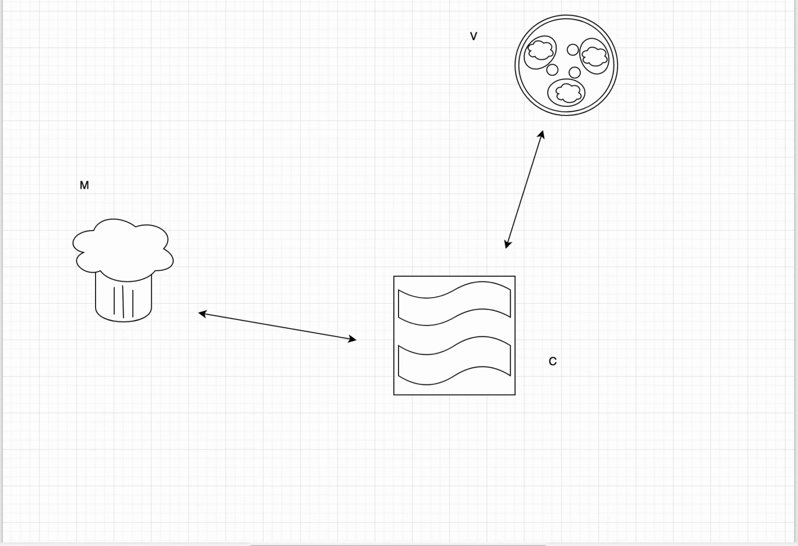So that is MVC as far as the restaurant example goes, with our cook and our server, our waiter, and then the customer in the view.